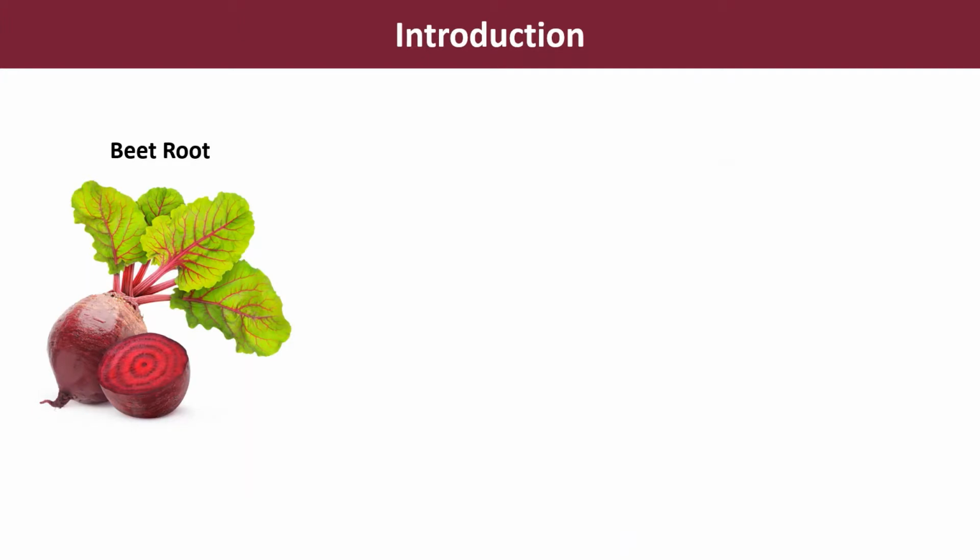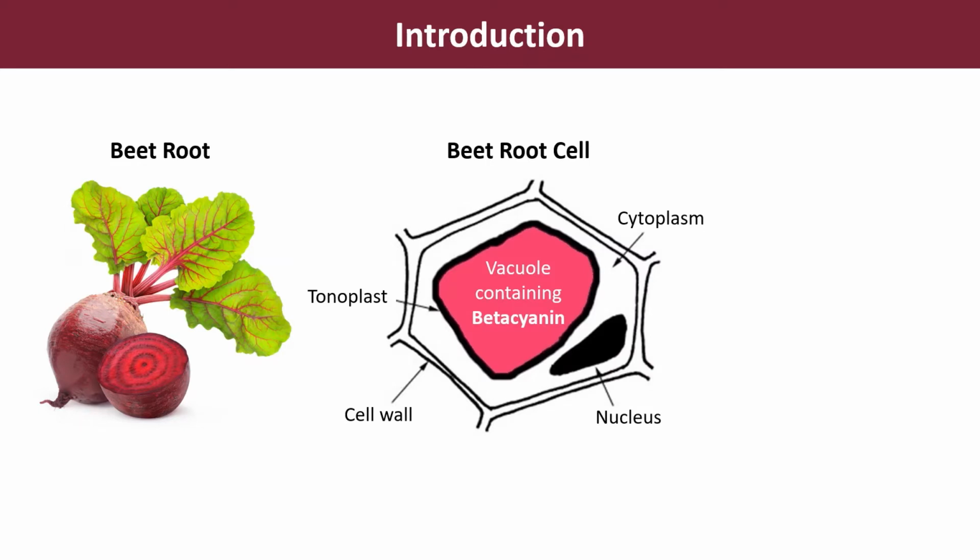So this is a beet. It's a type of vegetable. Maybe you like it, maybe you don't, but it is very useful for studying plant cell membranes. The reason is that the beetroot cells have a pigment in them. It's a purplish, reddish, pinkish pigment called beta-cyanin.